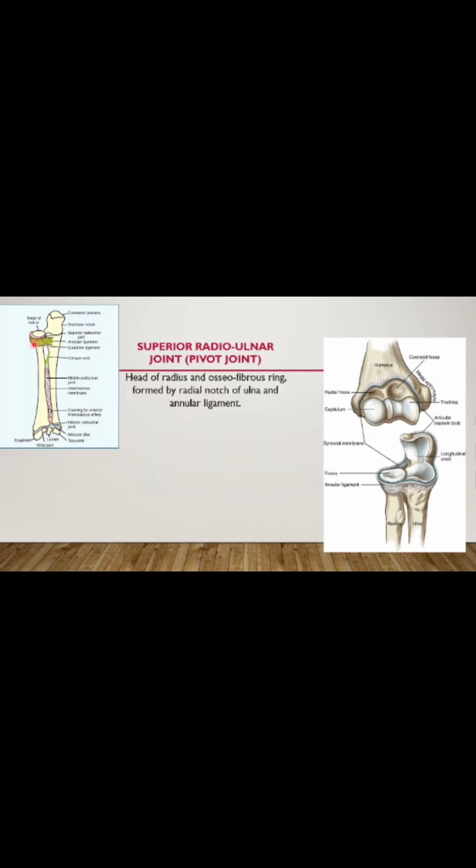But in the second figure, you can see the upper surface of the head of radius and you can also see the capitulum of the humerus. So the upper surface of the head of radius articulates with the capitulum of humerus to form the humeroradial part of the elbow joint, which belongs to the hinge variety of joint.